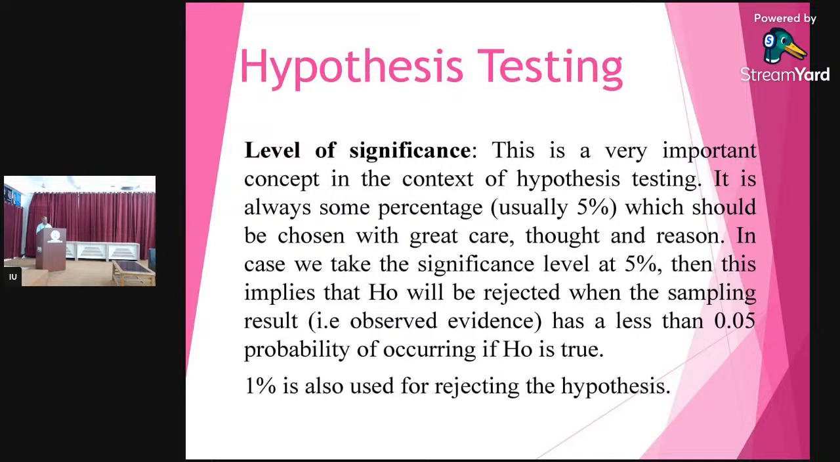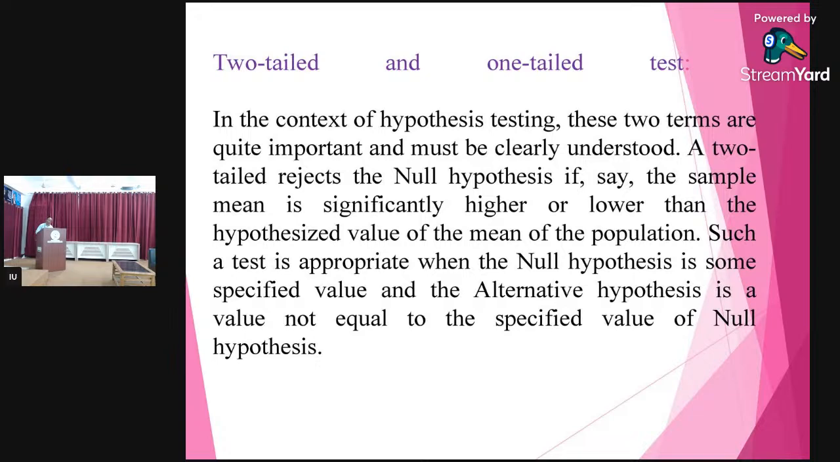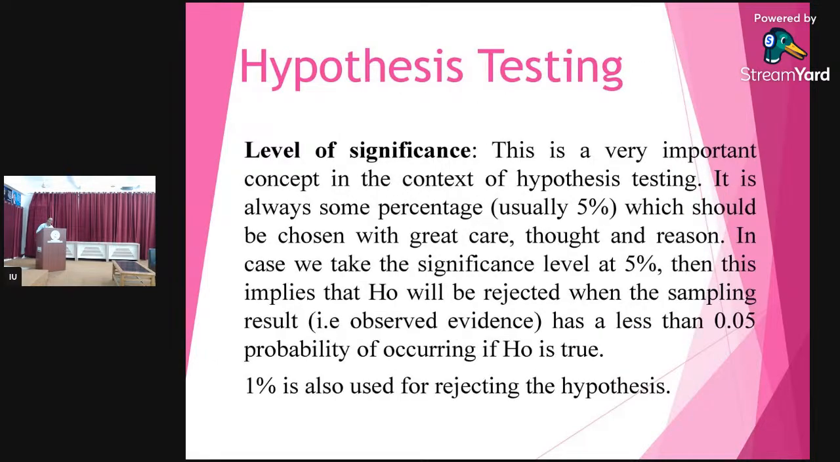आगे है criteria for the level of significance. We are using 0.05, or 0.01 level of significance for accepting or rejecting the hypothesis. What is 0.01 or what is 0.05? These are the levels of significance on which we are accepting or rejecting our hypothesis.